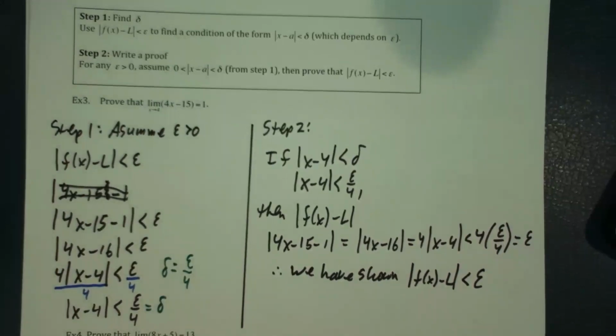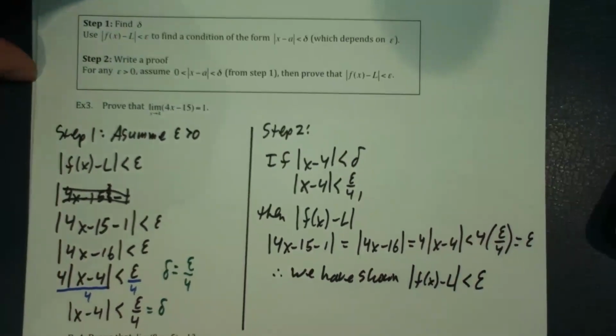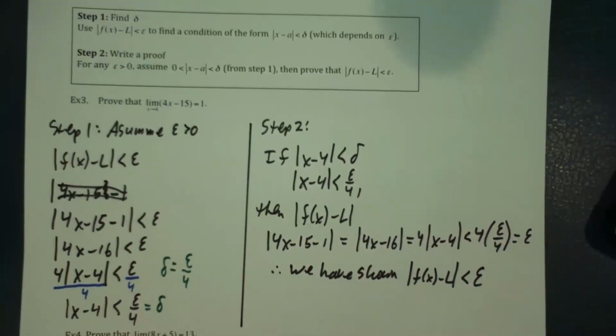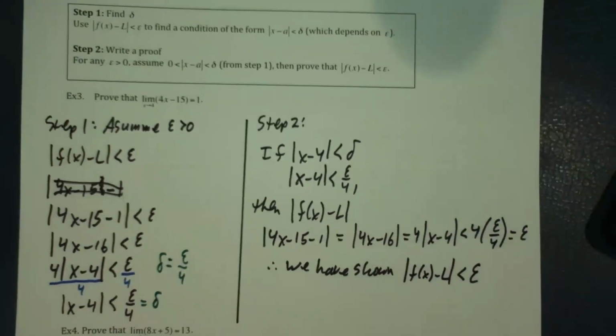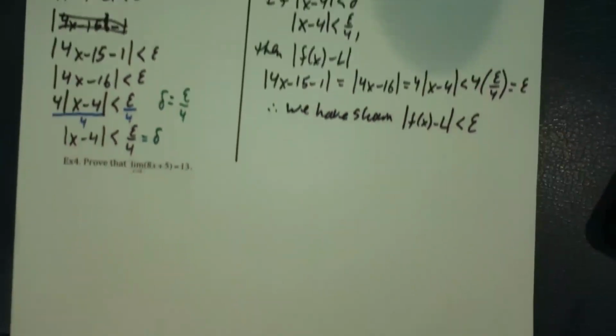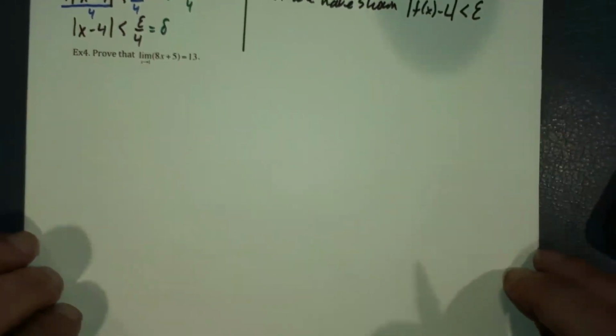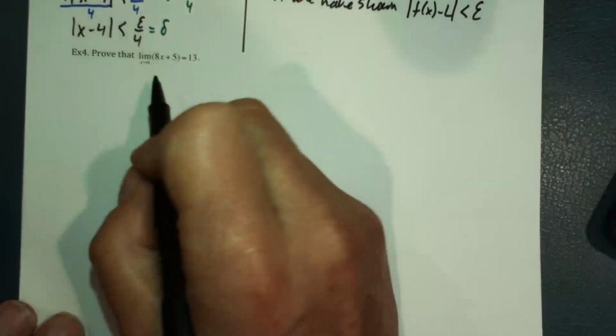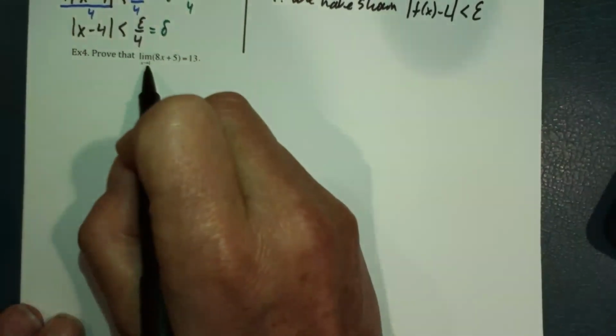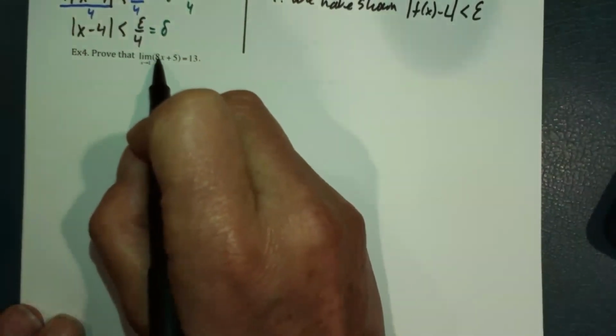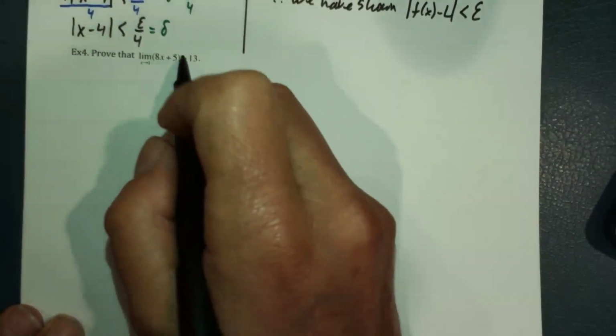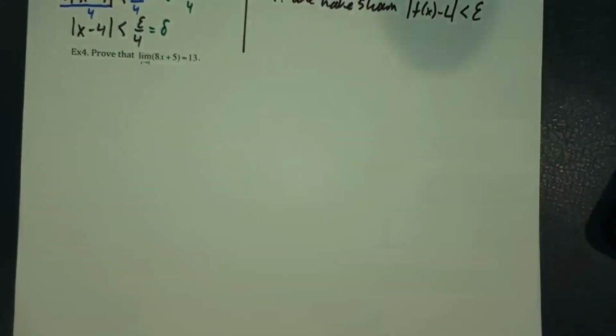This is getting into the nitty-gritty of mathematics, and most of you engineers, you're not going to run into this most likely, but for the math majors and so on, you're going to run into this kind of stuff often. We have one more to go. So we're going to prove that this limit is equal to 13. Now you'll notice if you plug in the 1 here, 8 times 1 is 8, 8 plus 5 is 13. So you're like, can we just prove it that way? No, this is the more precise definition.